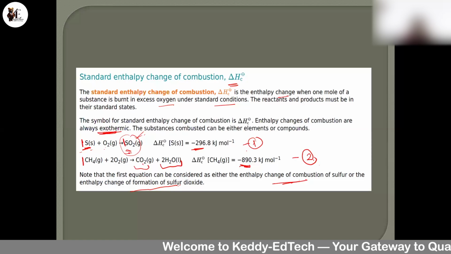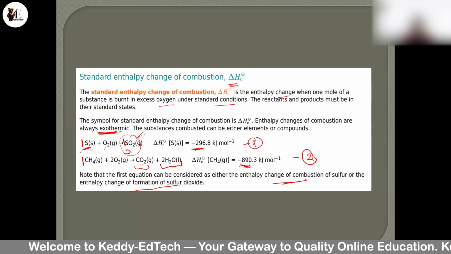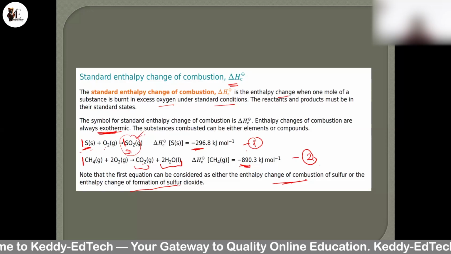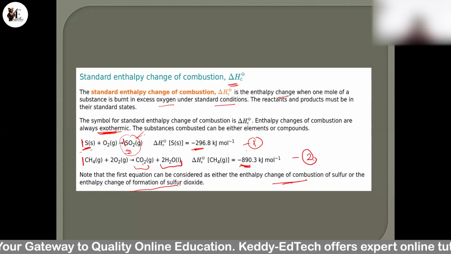So I'm just telling you that if you write one reaction, it may be more than one enthalpy change. It may be the standard enthalpy change of combustion, and it may also be the standard enthalpy change of formation.